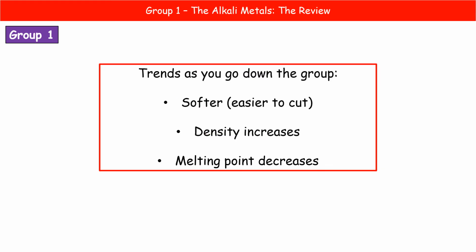We do need to know the trends as we go down the group. So as we go down group 1, we find that they get softer, their density increases, and their melting point decreases. So make sure you remember those 3 properties for group 1 as we go down the group.